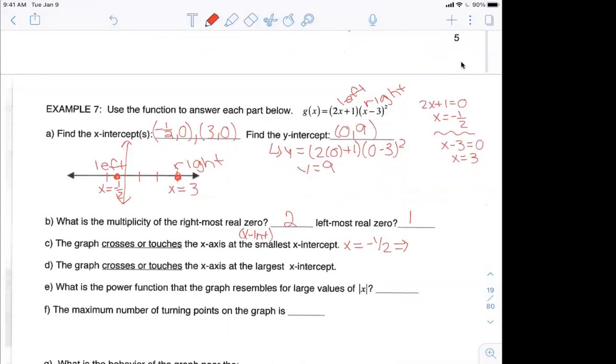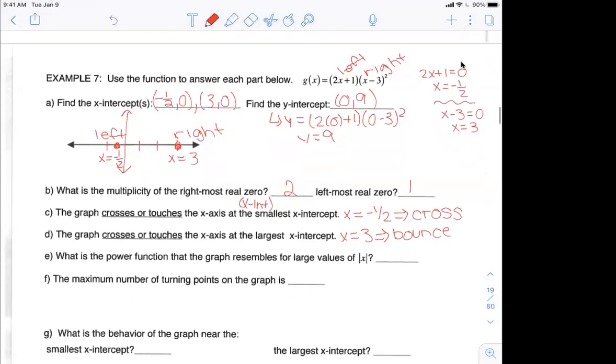It had a multiplicity of 1. If we look here, and because of that, that means it's just going to go ahead and cross. Again, that's because the multiplicity was 1. The largest x-intercept, which was a positive 3, what did it do? Well, its multiplicity was 2. It's even. And whenever its multiplicity is even, it's going to bounce. Again, you can also call that touch.